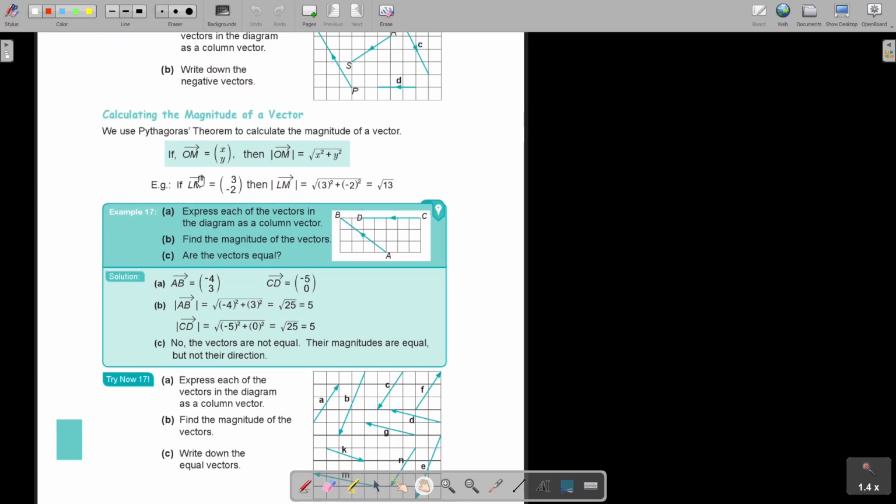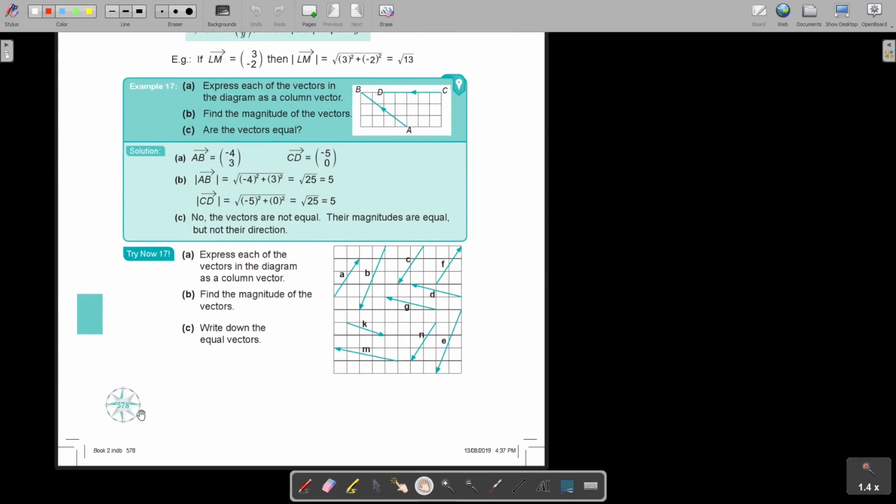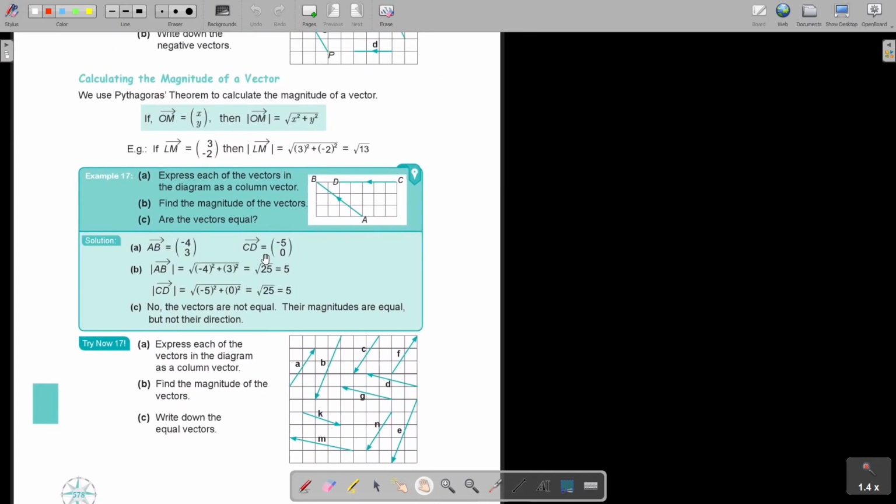So calculating it works on Pythagoras' theorem. It's very easy. If you look at it, find the magnitude of the vector. So if it's AB, you just square that horizontal unit, square the vertical unit, and take the square root. As easy as that. Page 578, book 2, Mathematics, grade 10, 11, 12. Okay, let's go to the question paper.